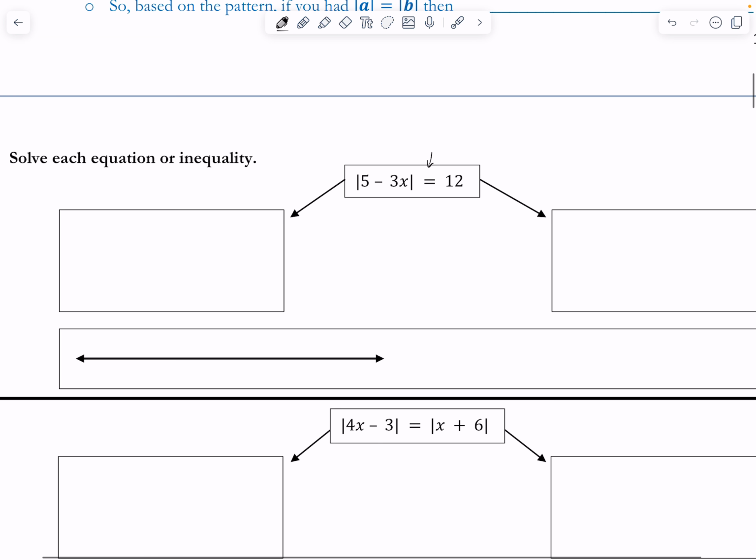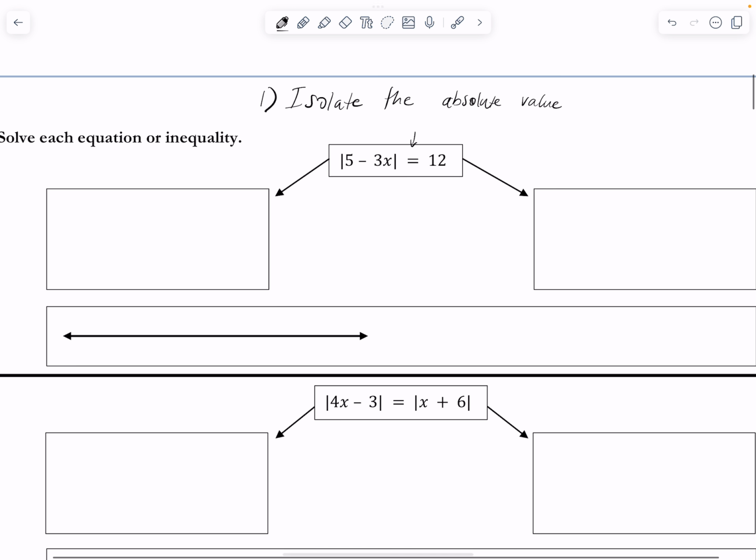Okay, so the first one is a case number 1 example where we have an equal sign. Now, rule number 1 when you're doing this is that before you do anything, you always have to isolate the absolute value symbol. If I don't have the absolute value symbol by itself, then I can't do any of this stuff that I'm going to teach you. Now, when it is equal, you'll notice our absolute value is actually isolated, the only thing on that side of the equation.